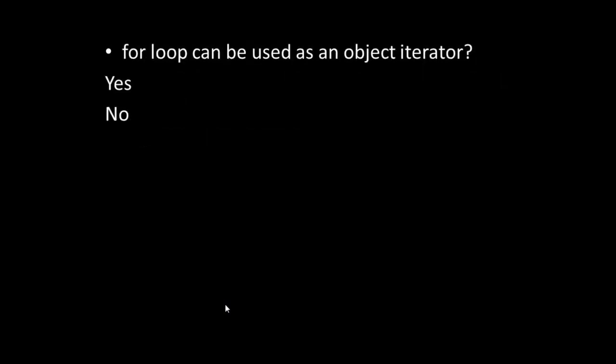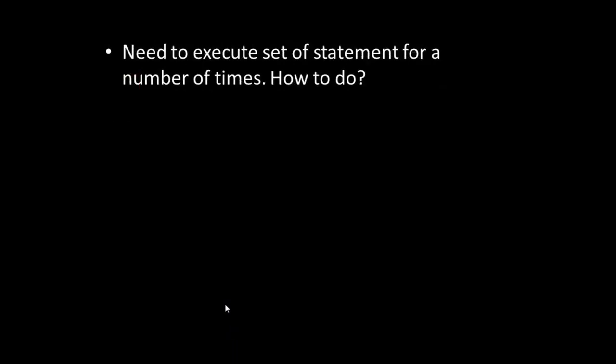For loop can be used as an object iterator, yes or no? Yes. So for loop can be used as an object iterator. Need to execute set of statements for a number of times. How to do? So basically we have to use the range function.